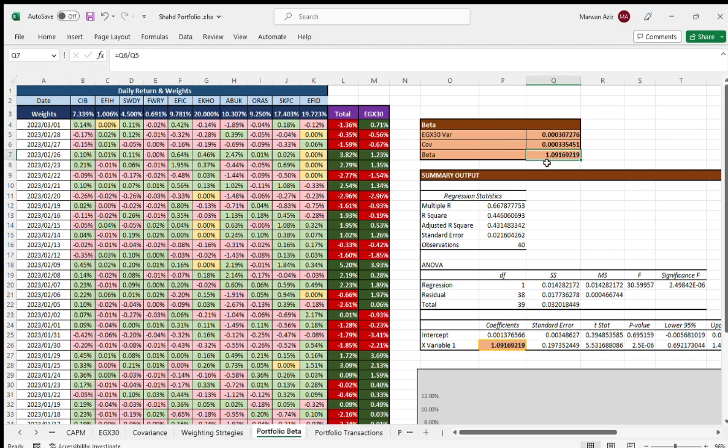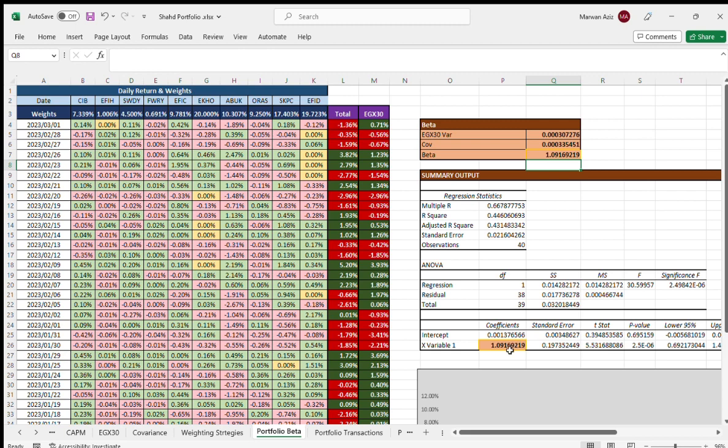and the beta was 1.09, which involves a greater risk. So if the market had a return of 100%, my portfolio would have a return of 109%. So my portfolio is expected to outperform the market, but also it involves, as I mentioned, a greater risk.